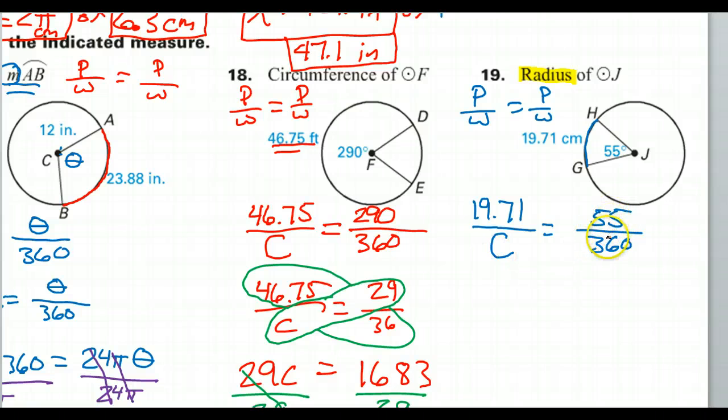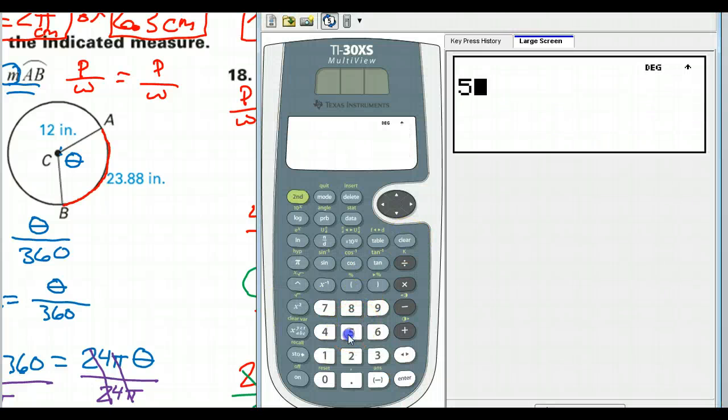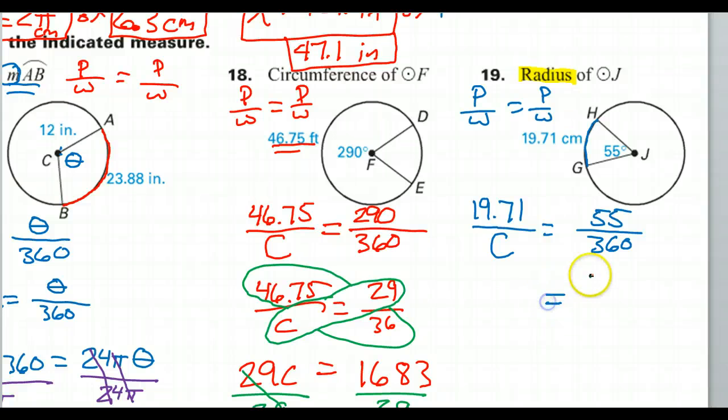First, let's reduce this. 55 over 360. Okay, 55 over 360. That's 11 over 72. Let's use that.